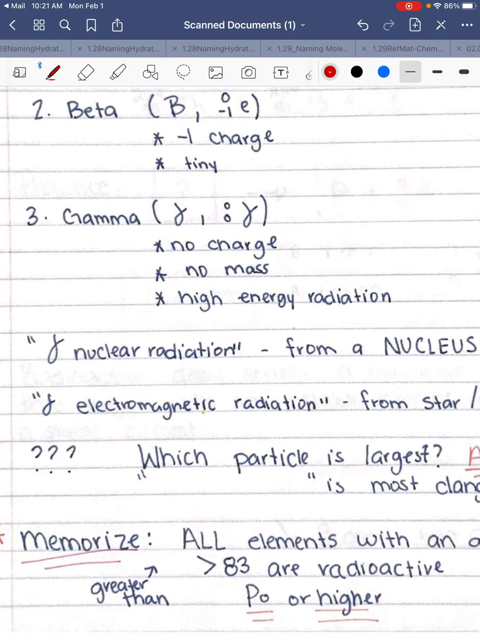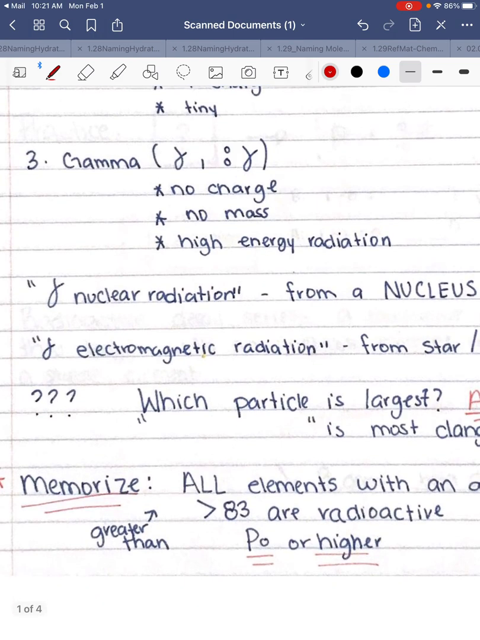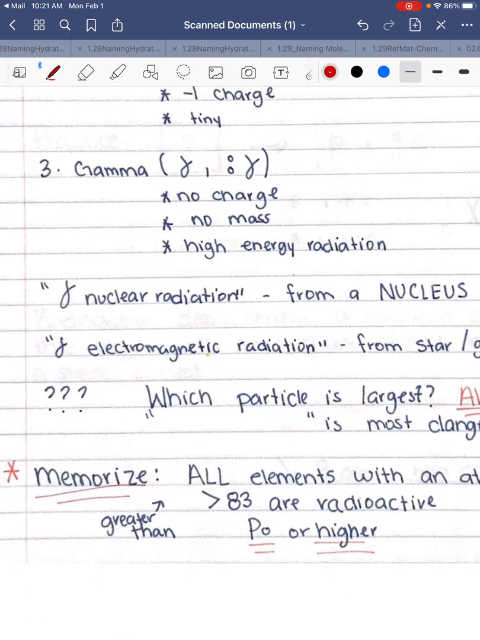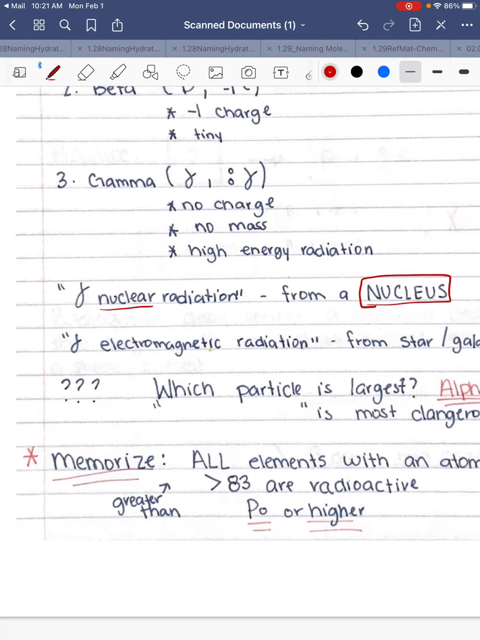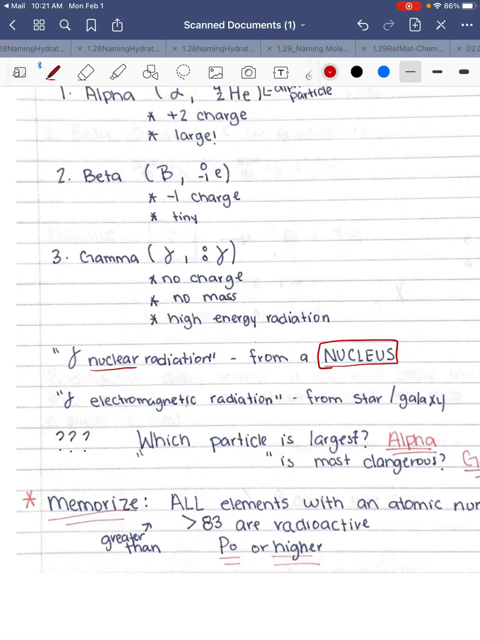So for gamma radiation, there are 2 different types. You have nuclear radiation. So the keyword is nuclear. It tells you that that is in our nucleus. And then you have electromagnetic radiation. So that is what we get from the stars in the galaxy, like our whole Marvel universe type of thing, right? But those are the 2 different types of gamma radiation. Nuclear radiation gives you the clue that it is in the nucleus, and electromagnetic radiation is from the stars and the galaxy.